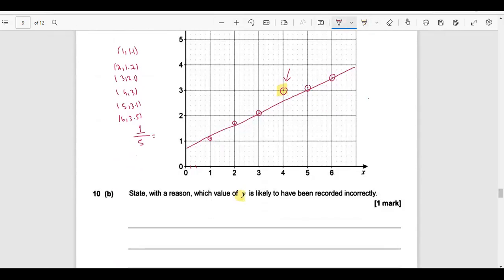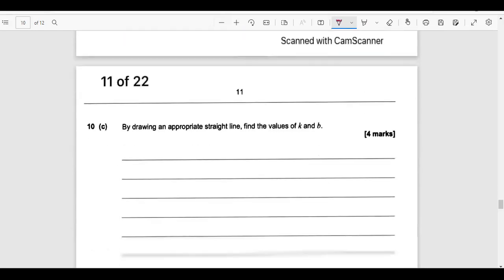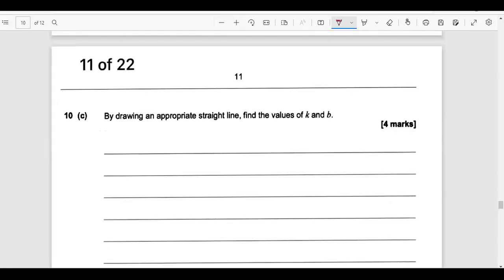So just write down this point, 4 and 1100, as it is not on the line and is not close to the other points. So it is inconsistent. It is an outlier. That is why it must have been recorded incorrectly. Okay. So we know this. I am going to keep this line here because I know the next part, although my line is not appropriate.